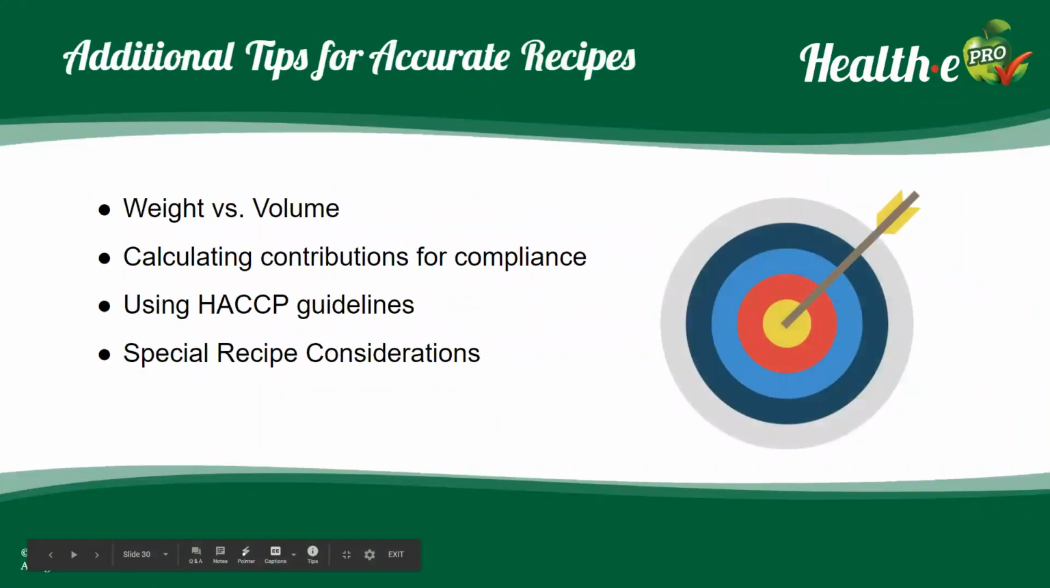So now that we know why you need to have a recipe for toast and every item you serve, there are a few extra tips that we want to share. These are the kinds of issues we see when recipes are created. They are the difference between weight and volume, how to calculate meal components for compliance, HACCP guidelines, and special child nutrition recipes.